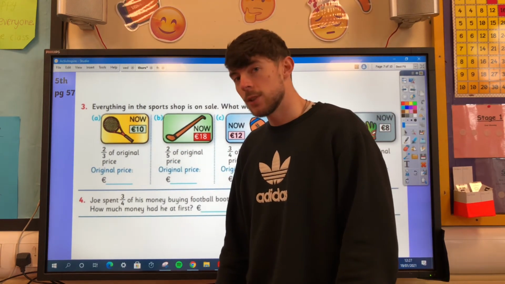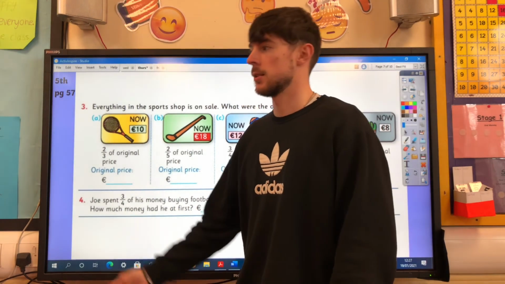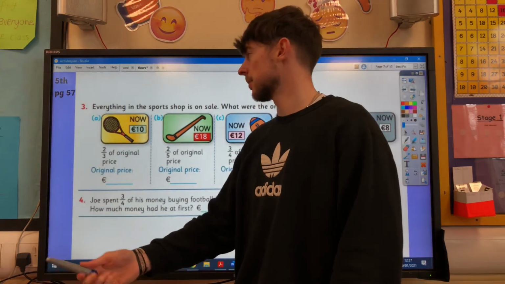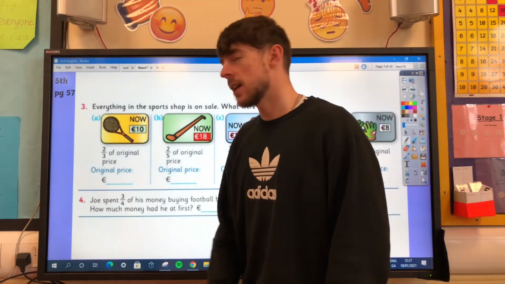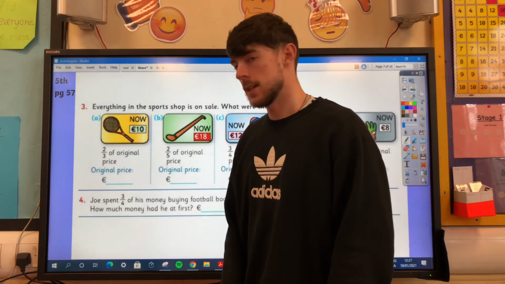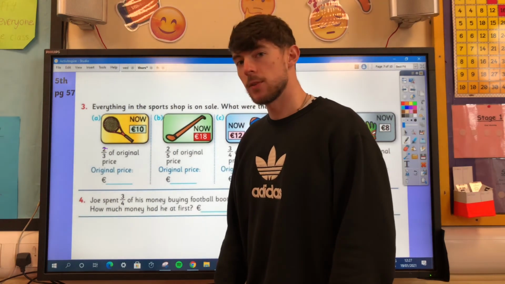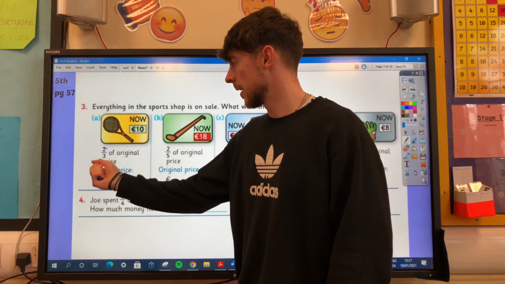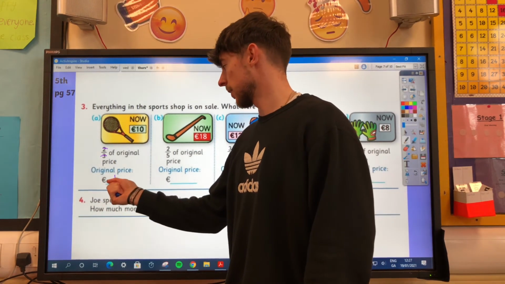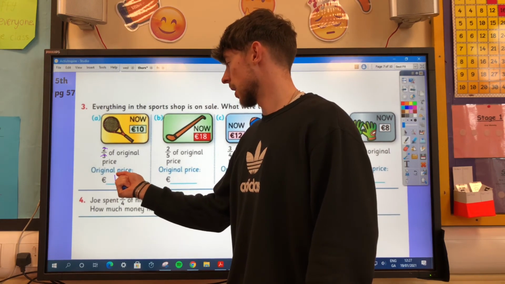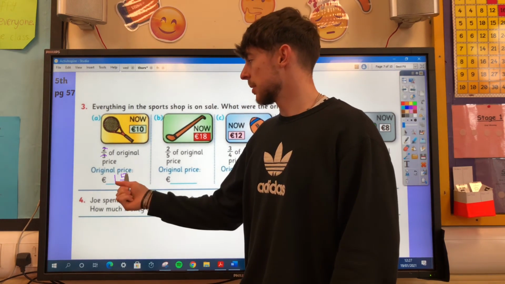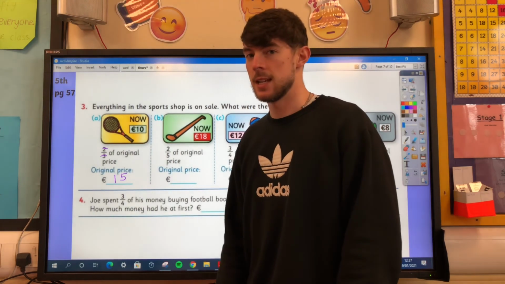How do we find 3/3? What do we have to do? Divide by the top, multiply by the bottom. Same thing over and over again. So 10 divided by 2 is, perfect, 5 by 3 is 15, perfect, okay? So original price is 15, and because it's on sale, it's now down to 10.